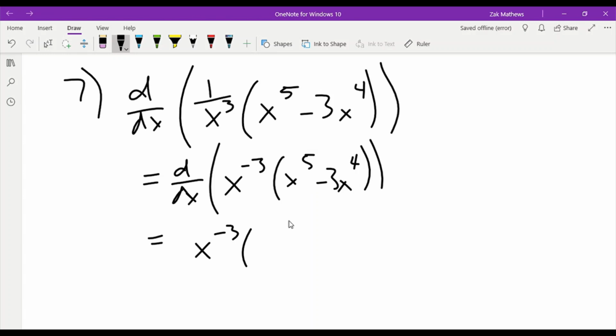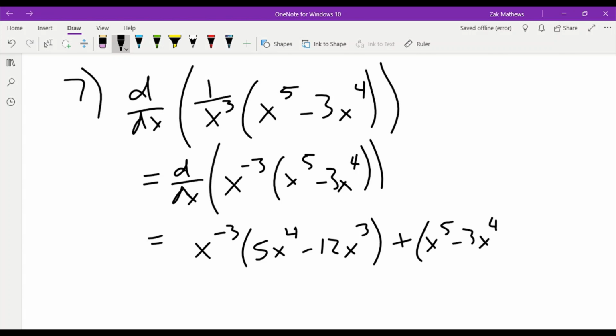So the power rule says I'm going to multiply the 5 to the front. The exponent goes down by 1. And then here I have a constant multiple rule, so I multiply the 3 and the 4 and get negative 12. Exponent goes down by 1. I'm going to add to that. This time I leave the second and then take the derivative of the first. And the derivative of the first will be a negative 3x to the negative 4.